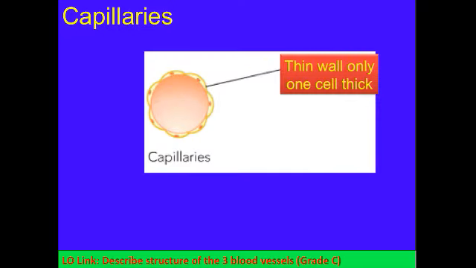And finally, the capillaries. These are very, very thin. They're only 1 cell thick. And as we talked about in the digestive system, that's to allow substances to pass through, which we'll move on to a little bit later.